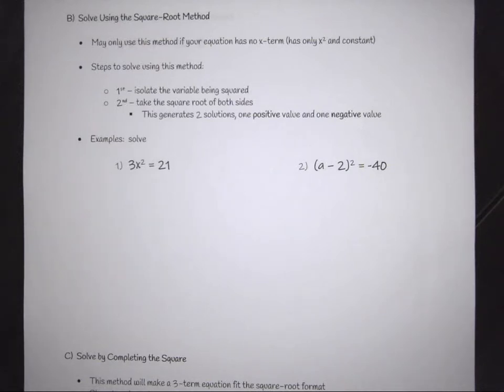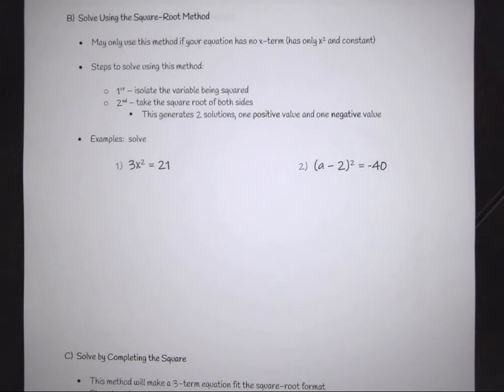Now, the square root method is a method used to solve quadratic equations as long as a special set of circumstances arises. And that circumstance is that you have a quadratic equation where the only variable term you have is ax squared. Beyond ax squared, anything else that may arise is just simply a constant, meaning your bx term does not exist in the problem. As long as that's the case, then you can use the square root method.